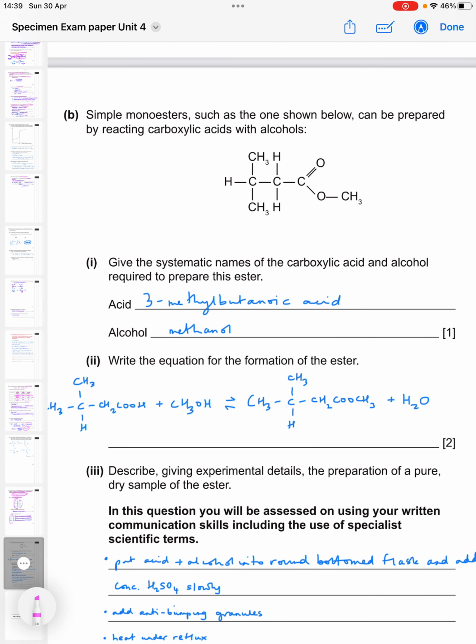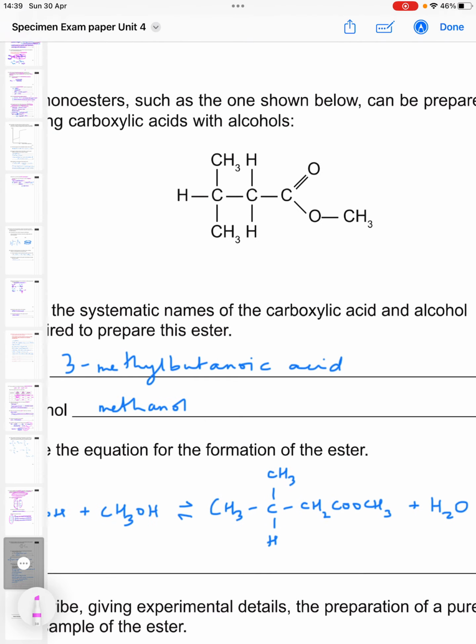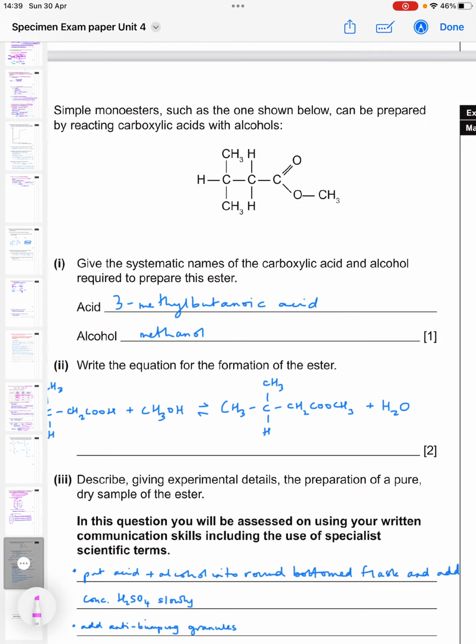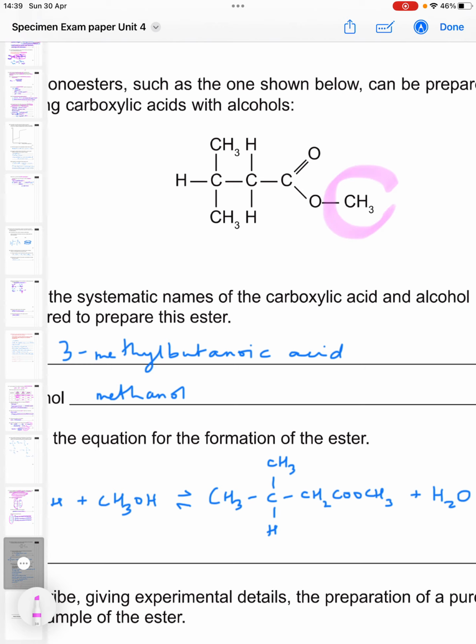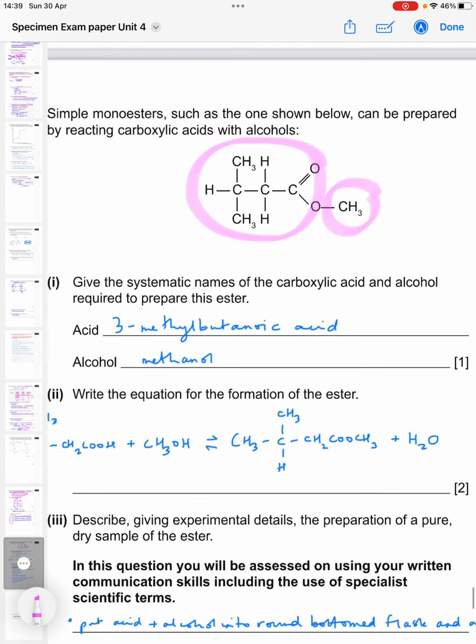And simple monoesters, such as the one shown below, can be prepared by reacting carboxylic acids with alcohols. And here is our little monoester. Give the systematic names of the carboxylic acid and the alcohol required to prepare this ester. So you see we've got this bit and this bit. Go for the easy bit first. The alcohol would have been methanol, just because you've got this methyl group here.